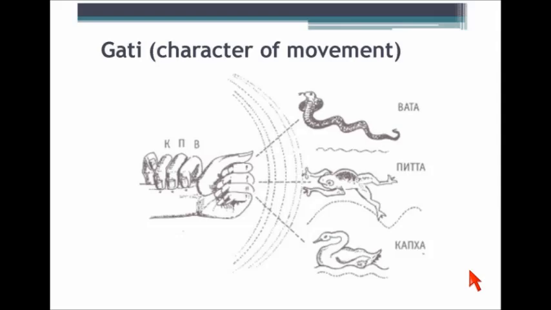And you know that the movement like a snake, like a cobra, is common to people with Vata constitution. For people with Pitta constitution, the pulse of the frog is common, or manduka gati. And for people with Kapha constitution, most common is the pulse of the swan.